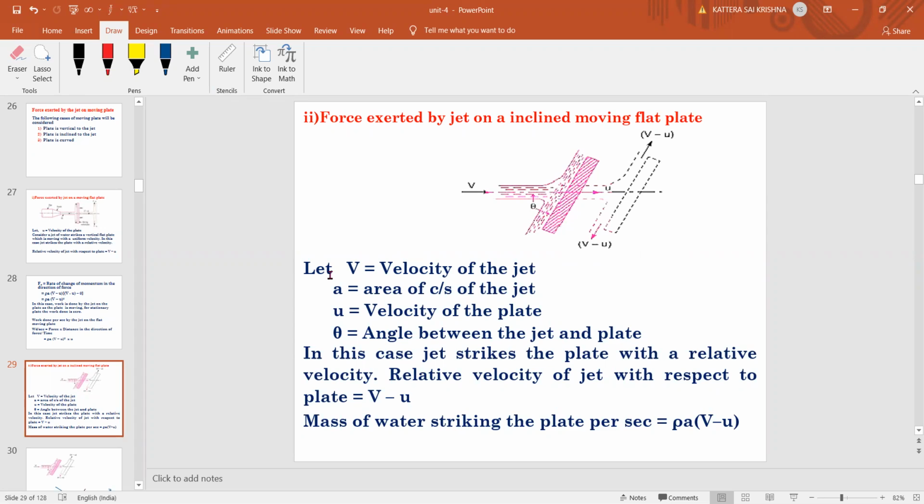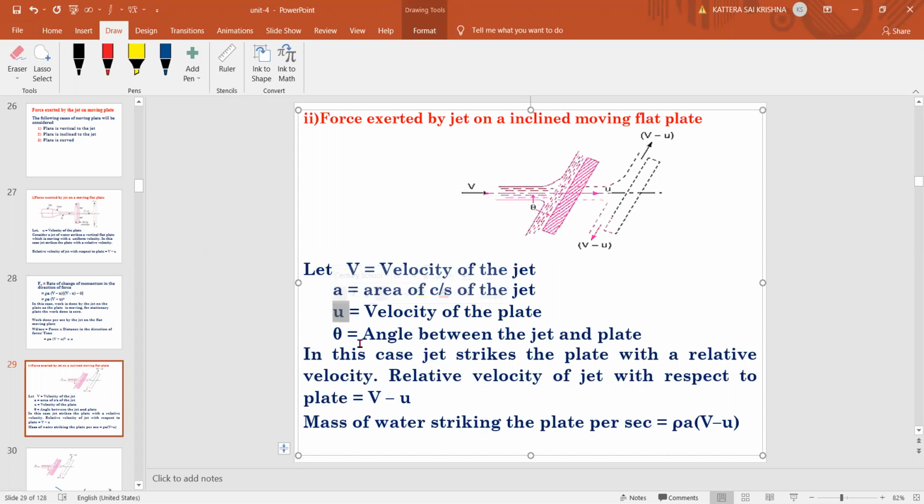So first we'll consider: let V be the velocity of the jet, small a the area of cross section of the jet, small u the velocity of the plate, and theta the angle between the jet and the plate. If it is an inclined plate, definitely there will be an angle between the jet and the plate. So theta is the angle here. Next, the jet strikes the plate with the relative velocity. Remember, always the relative velocity when the plate is moving is V minus u only. This becomes the initial velocity of the jet which will hit the plate.